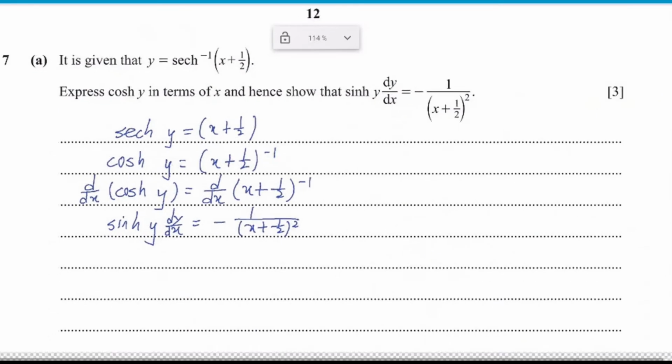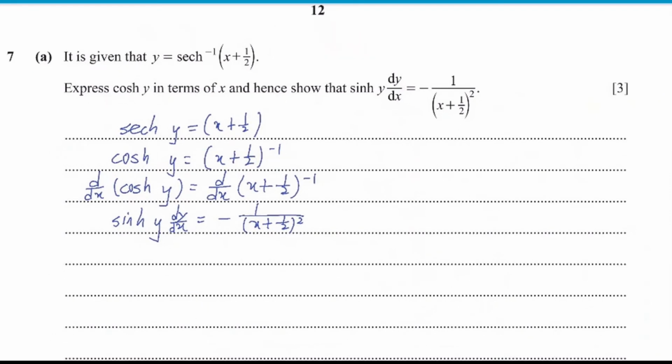Okay, let's look at question 7. It's given that y is equal to arcsech of x plus half. Express cos y in terms of x, and hence show that sin y dy/dx is given by this expression here. Basically, we move the arcsech over first and inverse it so that we get cos y. It's easier for us to differentiate that way. So we get (x plus half) to the power of -1. We just differentiate with respect to x on both sides.